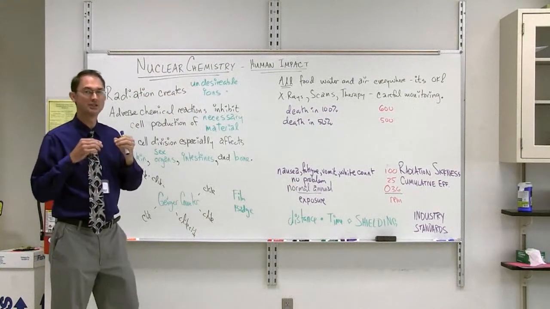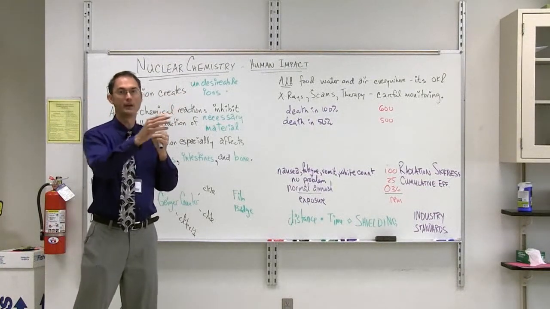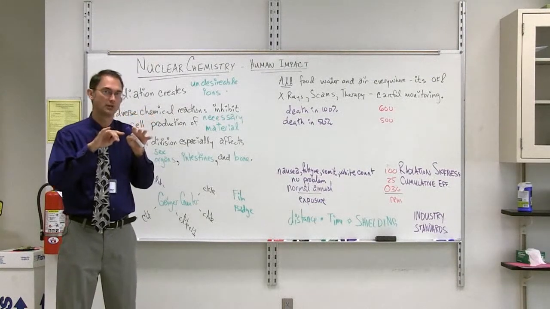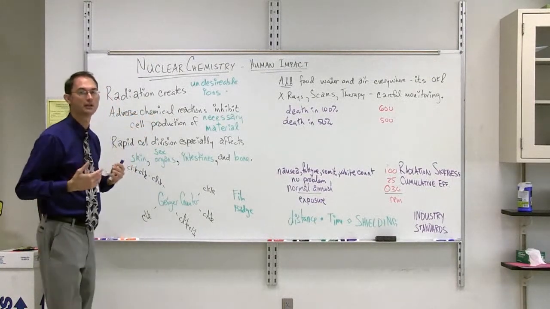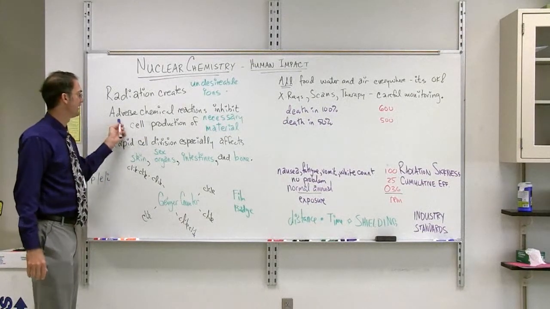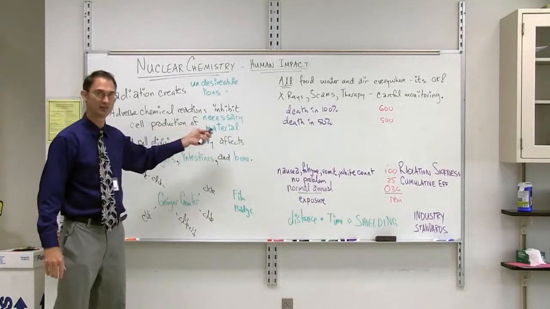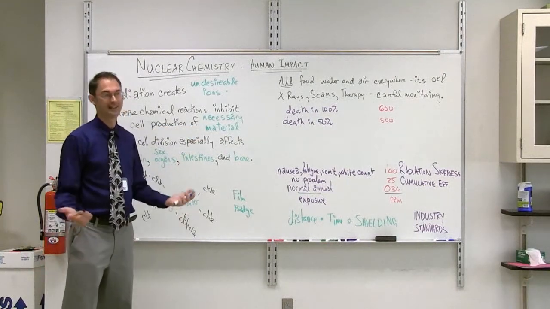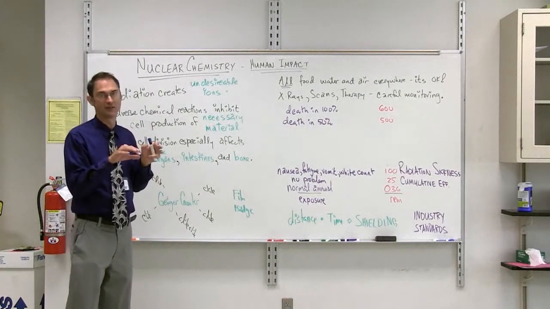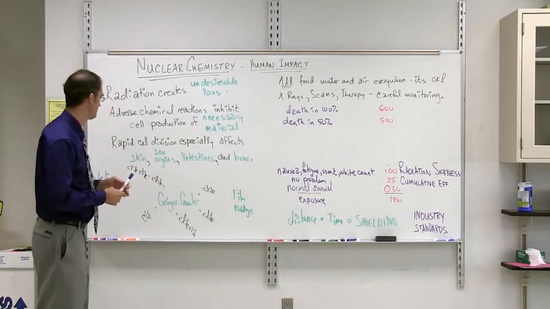These may be simply because of having electrons being stripped away, or in fact by causing larger molecules to lyse into smaller molecules that basically don't belong in the cellular environment. Adverse chemical reactions then will inhibit cellular production of necessary materials. This is very important. It behaves like a poison. It creates species inside of the cell, as I mentioned, that don't belong there.